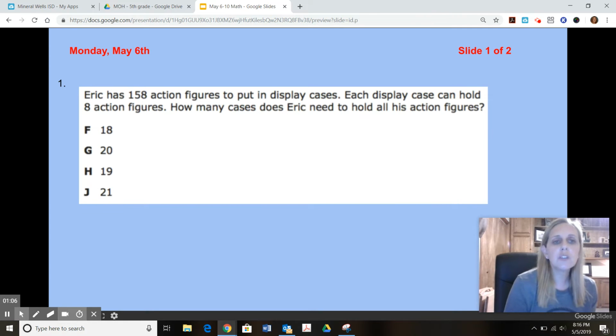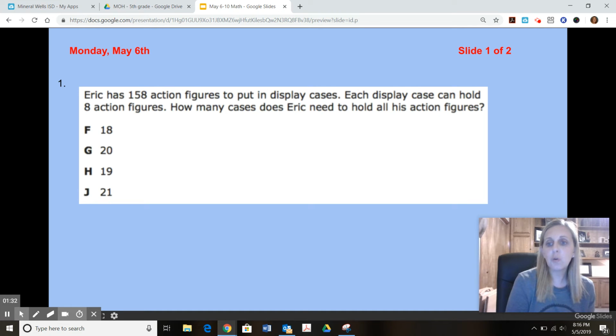Eric has 158 action figures to put in display cases. Each display case can hold 8 action figures. How many cases does Eric need to hold all his action figures? Let's think about Eric. What is he doing? He's putting his action figures into display cases, okay?